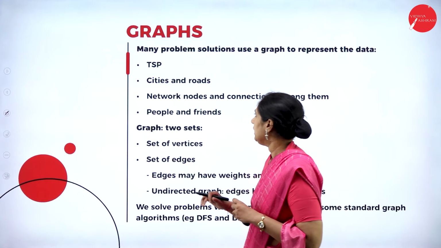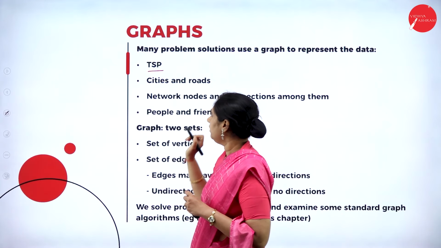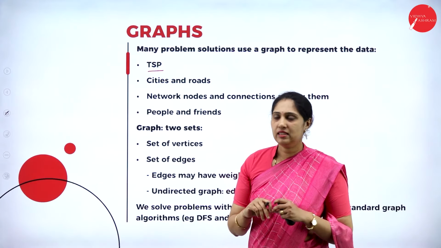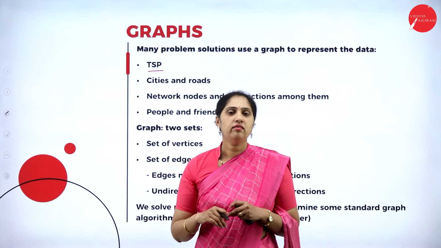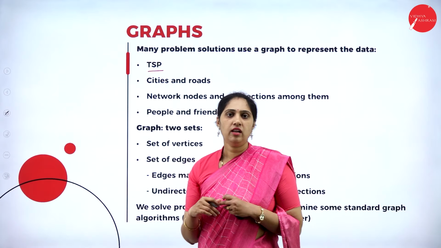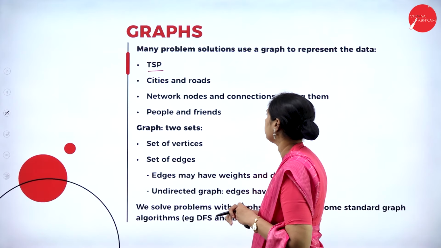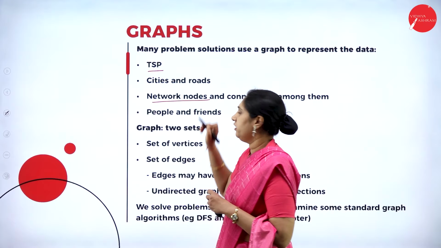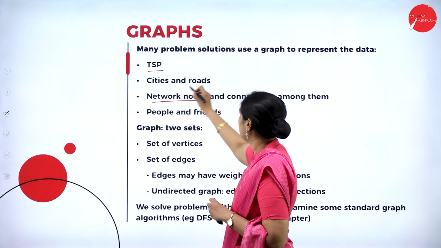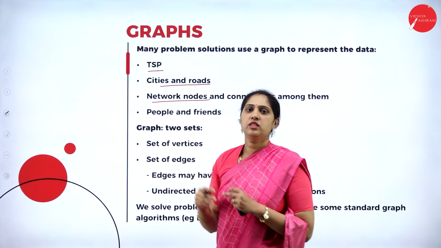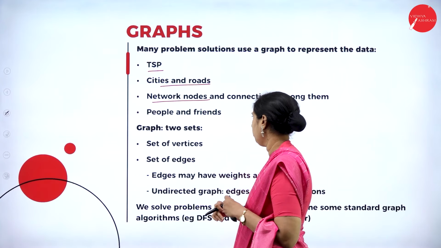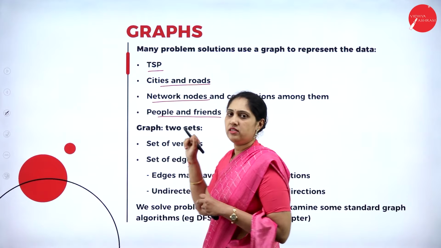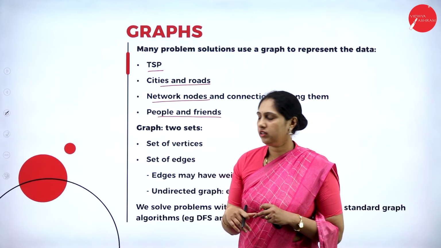Before going to TSP, we'll understand what the examples of it are. So, in TSP, the traveling salesman problem, where shall I use it? What is the application? It can be used in network nodes, then cities and roads. So, salesmen have to travel in cities, so we'll consider this example, cities and roads. With people and friends, we'll have a network.